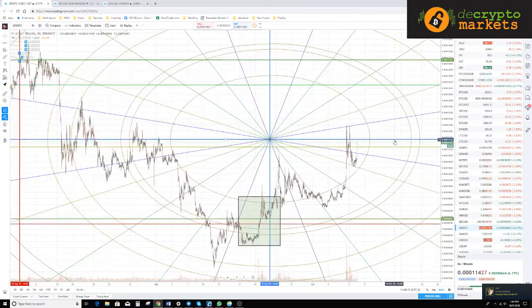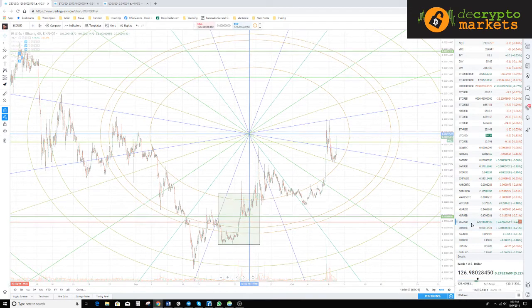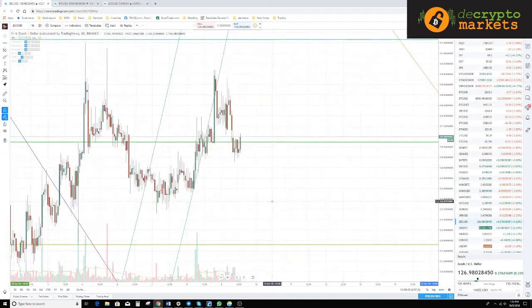ZRX, I'm really happy with it. The breakout we were talking about back in mid-September, right here, that we highlighted, that is exactly what we have going on now. Really expecting this to trade a little bit higher and catch a bigger bid. Zcash catching a little bit of a drive now as well.